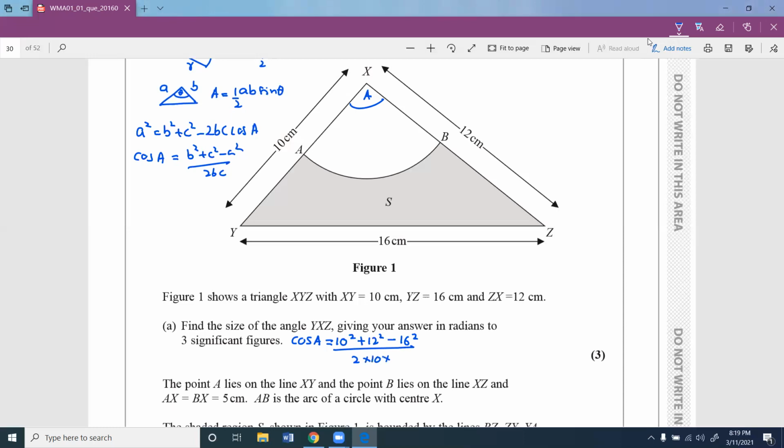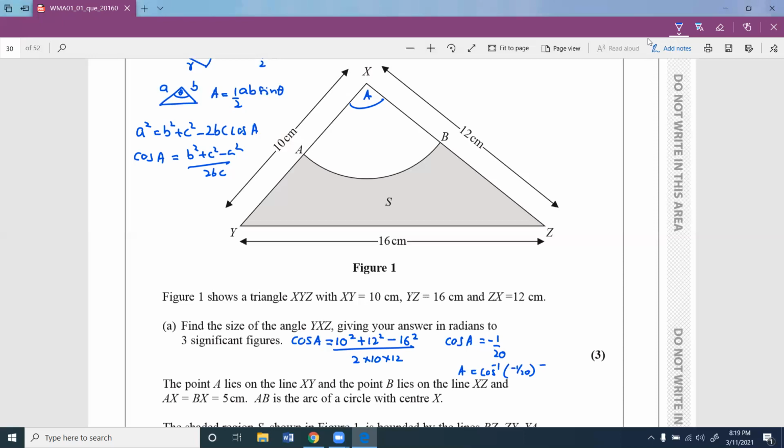With this, you can write cos A equals, if you operate this one, you'll get the answer: 10 squared plus 12 squared minus 16 squared, divided by 2 into 10 into 12. That is minus 1 over 20. Therewith you can say A equals cos inverse of minus 1 over 20.